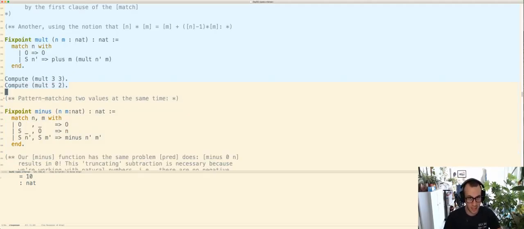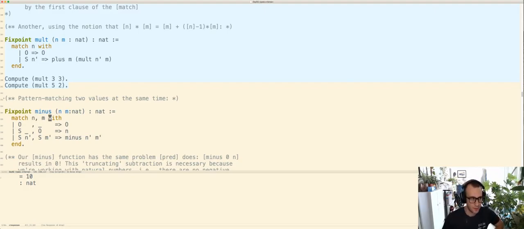Okay, I think this is the last one for this video. Minus. So here we're going to define minus as iterated subtraction. We're going to do it in a special way. So this is yet a new form for how matches work. We're going to match. So here I've used the double argument notation. Here we're going to match on two things at once. We use the comma notation there.